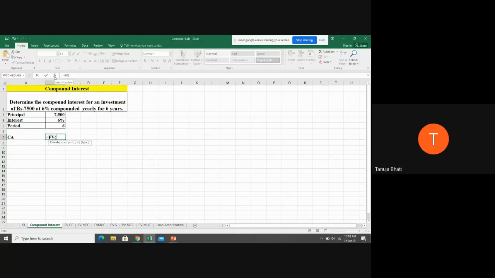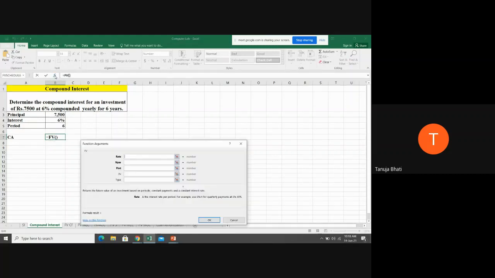See, students, here there is an insert function option. When I click on this, I have to just write the rate. Now, what is the rate, students? The rate is 6%. So instead of writing 6%, just select that particular cell. Then this Nper is nothing but the period. The period is 6. Instead of writing 6, quickly just click on the cell.